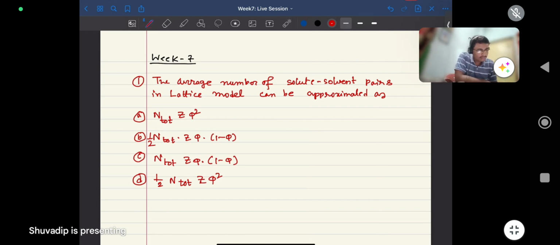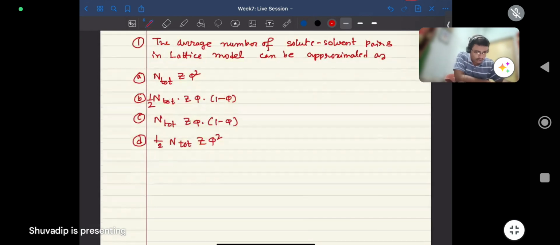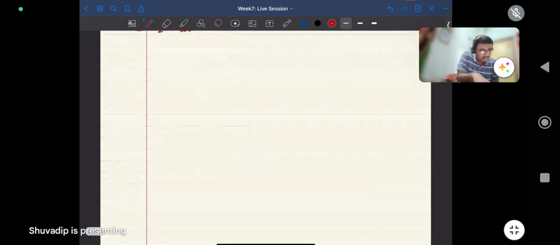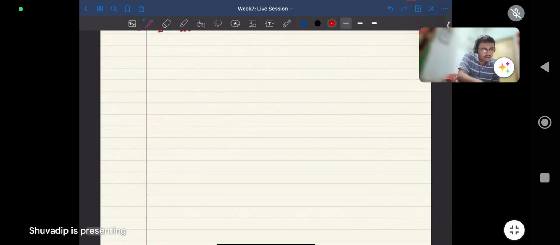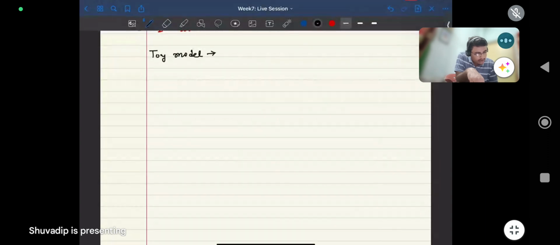Now we have to revisit the ideas of the lattice model to actually answer this question. So we'll start from the very basics of the lattice model, its construction, and we slowly build up from there. The lattice model is a toy model, an approximated model, to represent a solution.